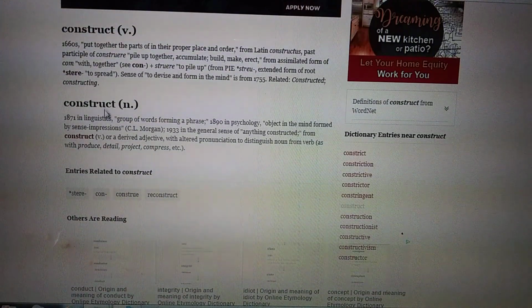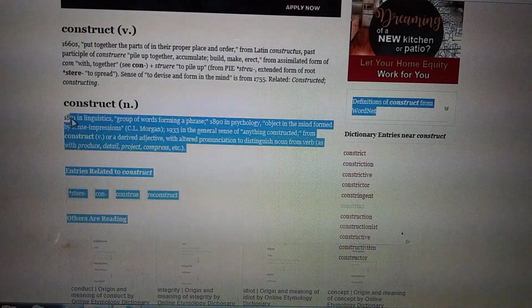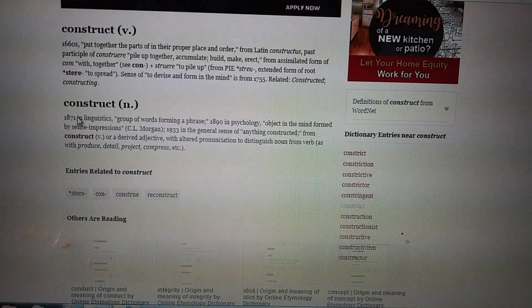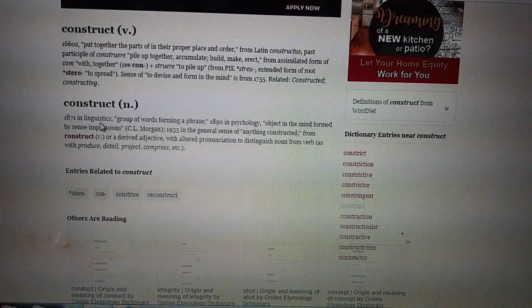Now the noun, now check this out, it doesn't pop up until when? 1871. You know what? I don't feel like doing it in my head. What is that? 100, 200, so 221 years later, right? The verb don't become a noun. All right, and what's the construct?